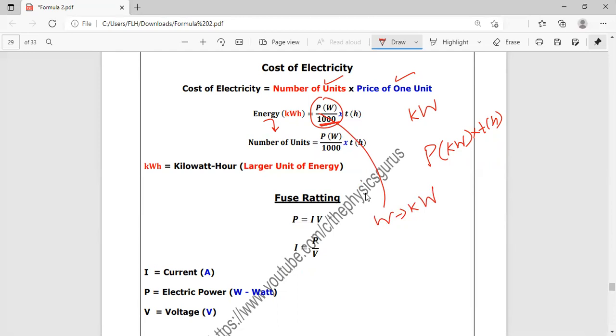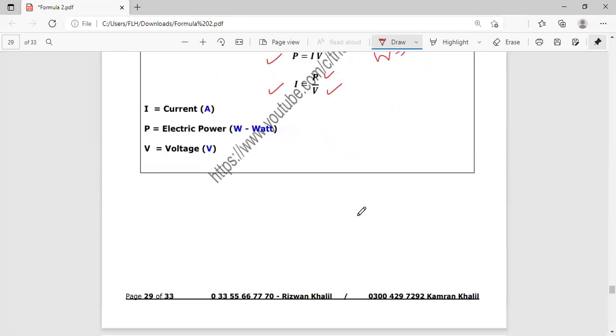Then the formula to calculate the fuse rating. The basic formula of power is P is equal to IV. Then I is equal to P over V, where P stands for power and V stands for voltage.